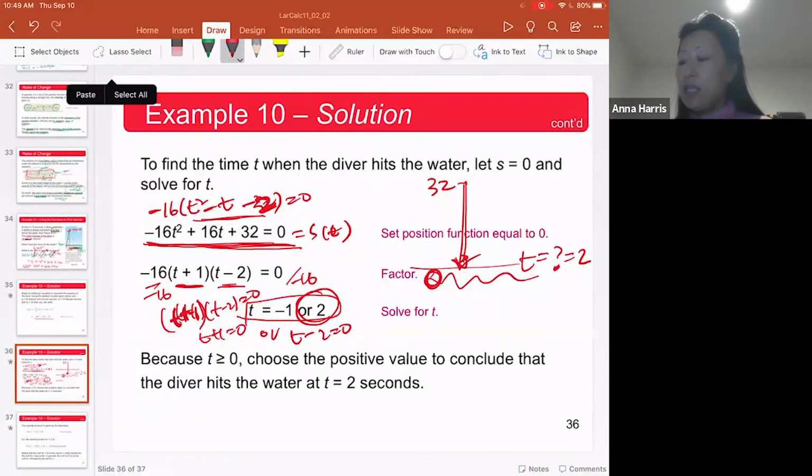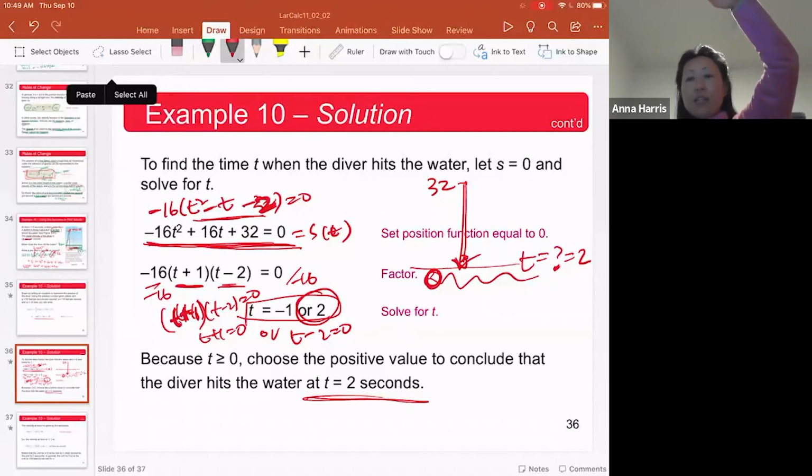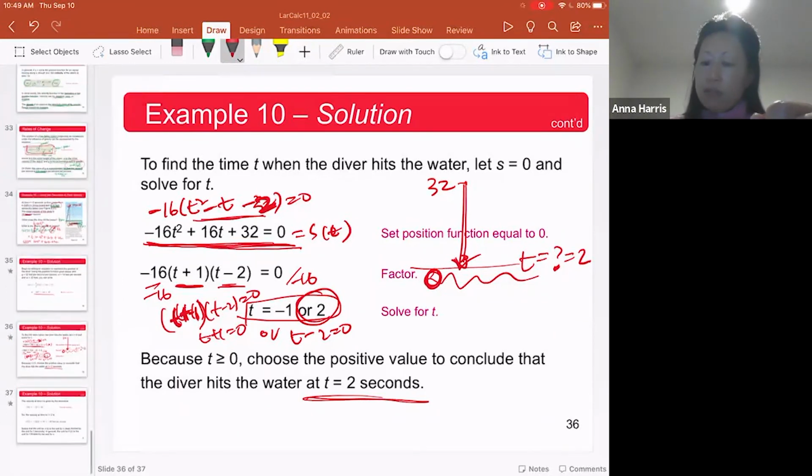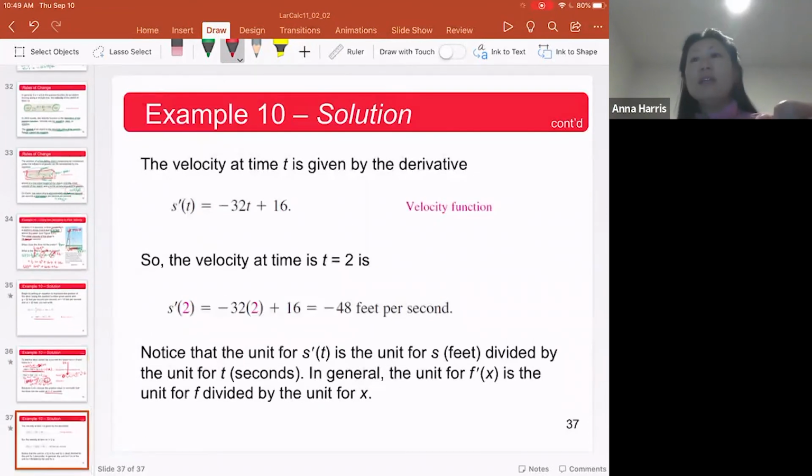Okay? At t equal to 2 seconds, the diver was at 32 feet with the initial velocity equal to 16 feet per second. 2 seconds later, the diver will touch the water. That's what they say. We figured it out because we know calculus. So now, since I know that, I can figure out what the velocity is.